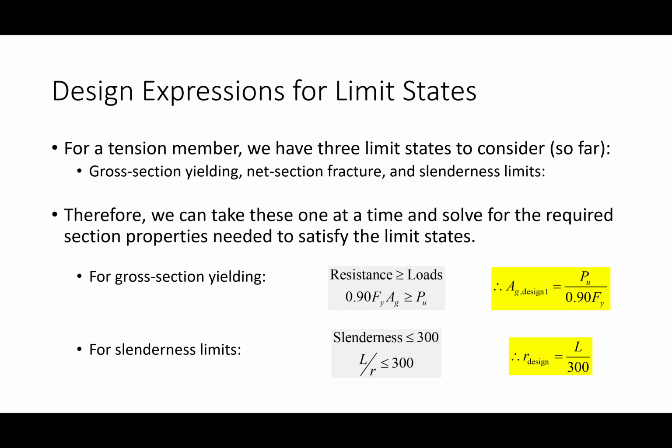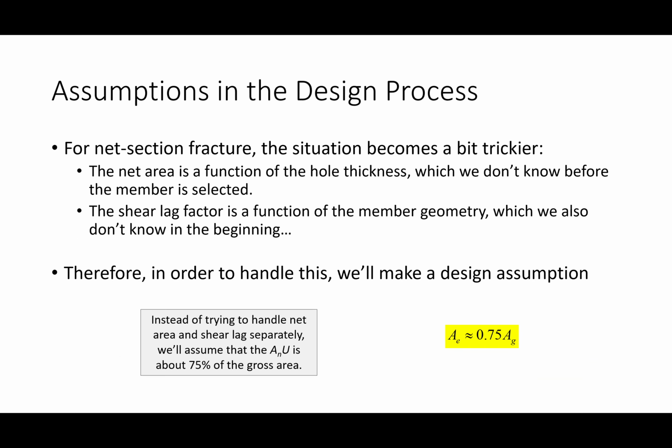So that part's easy. The hard part is net section fracture. Net section fracture is a little tougher to just derive an equation, right? Because there's too many unknowns to be able to just arrive at an answer. Because ultimately what we would like to be able to do is solve for a property that we can look up. And that's kind of impossible given the variability of net section fracture.